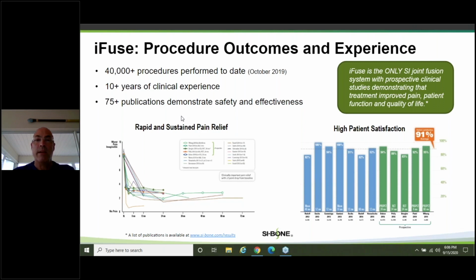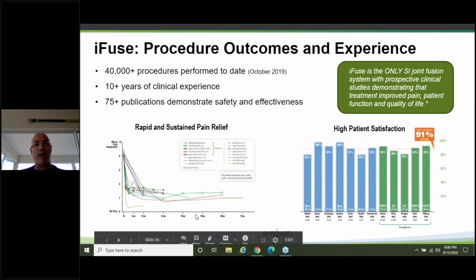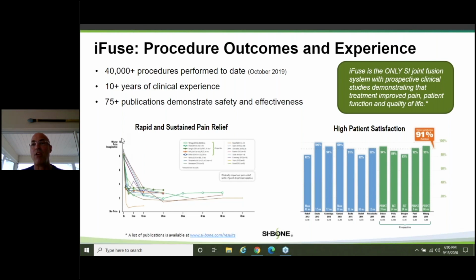And this is why I chose to use this, not only because of the clinical background behind it, but what we see in these graphs. Here on this y-axis, we see 10 out of 10 pain. So most of the patients are up here, 8 out of 10. That's hard to live with.